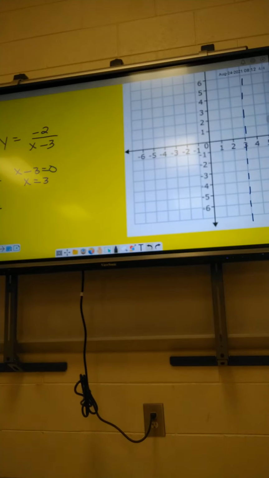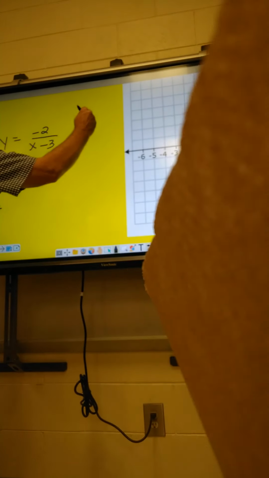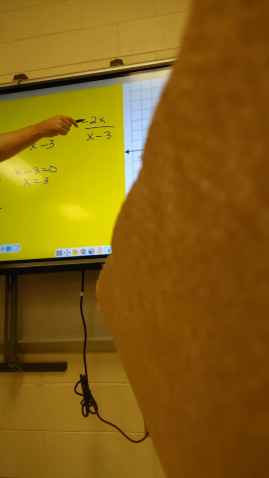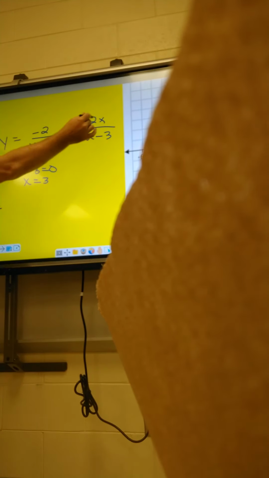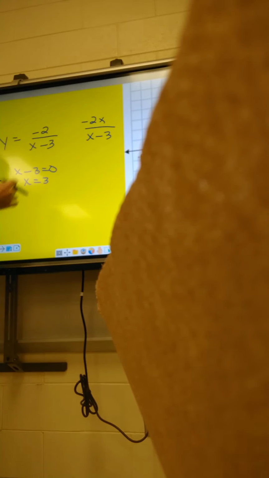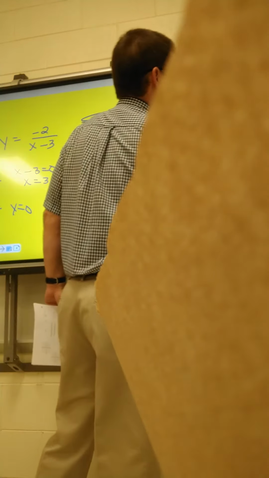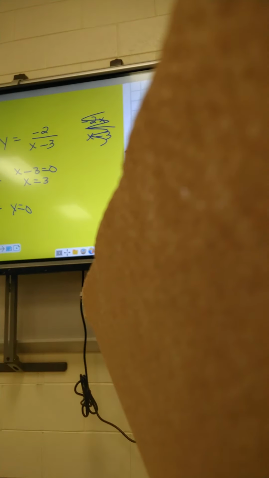All right, so now we got to learn what to do on the horizontal. I'm going to make something up, Alex, just to show you since you hadn't been here. Sometimes it's going to look like this. If there's an x on top and bottom, what you do is divide the numbers in front of the x's, so that would be -2, because it's -2 divided by 1. But if there's an x on the bottom and there's not an x on the top, it's automatically y equals 0. You put a horizontal line at 0. So it's going to be one way or the other.